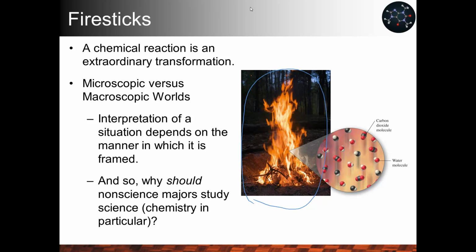And so one thing that we can think of in terms of the definition of chemistry is this is the investigation of change from one substance to another. And what this means is that you're actually changing what something is from one set of properties, like stick properties, to another set of properties, carbon dioxide and water properties.